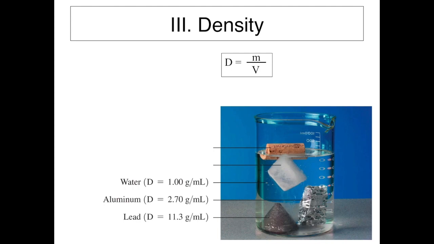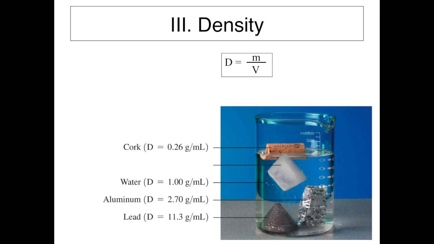Looking at this picture, where do you notice the position of the aluminum and the lead? Right, they are at the bottom. It turns out things that are more dense will sink in water, while things that are less dense will float in water.